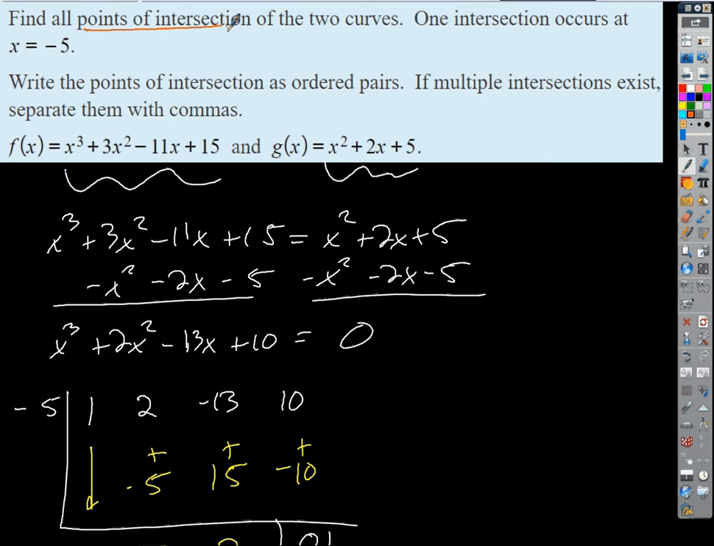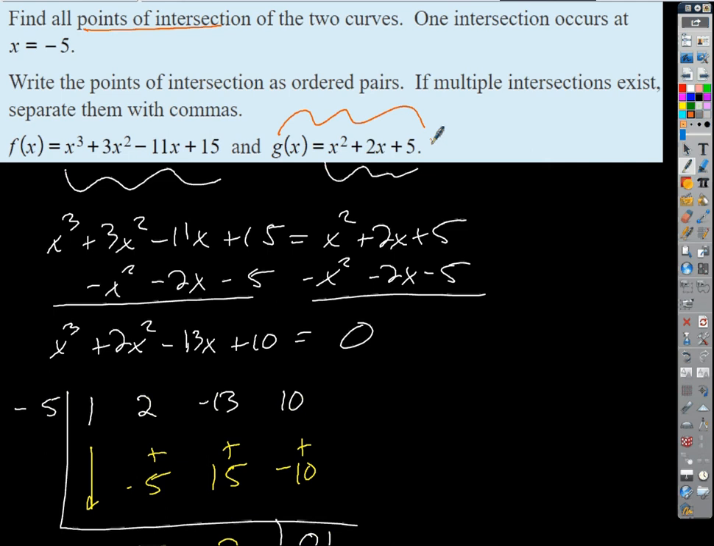So what do I have to do to find the points of intersection? If I know an x value, what do I do to find the y value? Plug it in. Plug it into either one of those, right? Because we're finding the places where the x and y values are the same for both functions. So why not pick the easy one? G. Agreed? Yeah. Use g.